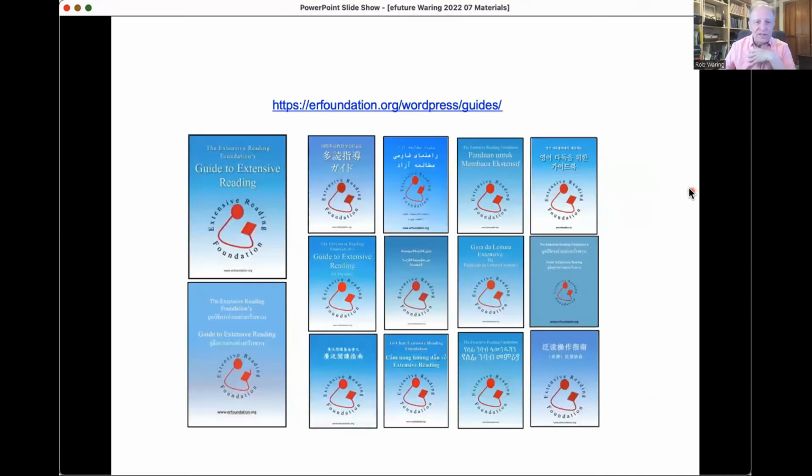So I mentioned before, this book, Guide to Extensive Reading, is available in many, many different languages, including Korean and Spanish, Amharic, Thai, Arabic. So please go to the ER Foundation and download this free guide to how to do extensive reading. And it also has extensive reading activities in here as well.